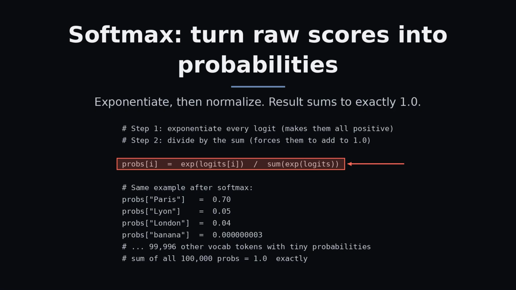To turn raw logits into something you can sample from, the model runs them through a function called softmax. Softmax does two things. It exponentiates every value, which makes them all positive. Then it divides each one by the sum of all of them, which forces them to add up to exactly 1. The result is a real probability distribution over the entire vocabulary. The token "Paris" might end up with probability 0.7. "Lyon" might get 0.05. Most of the 100,000 vocab entries get probabilities so small they're effectively 0. Now we have something we can sample from.